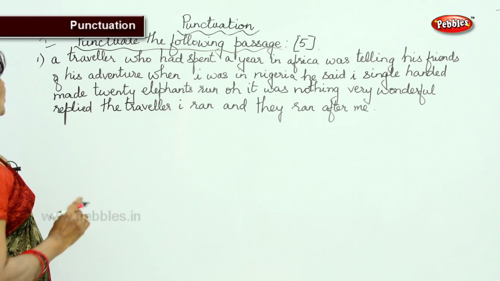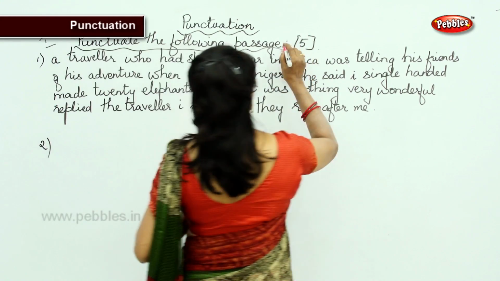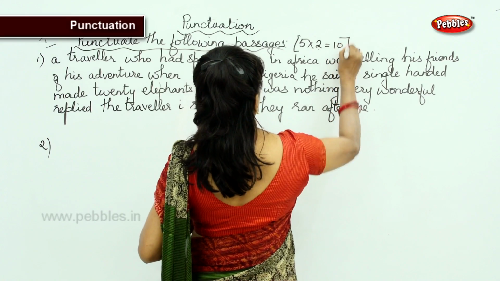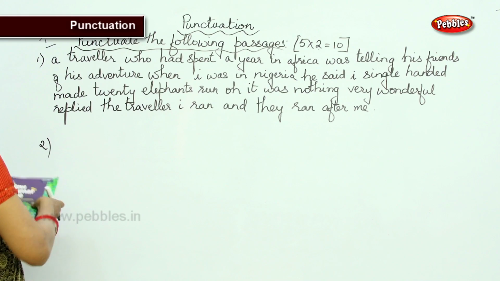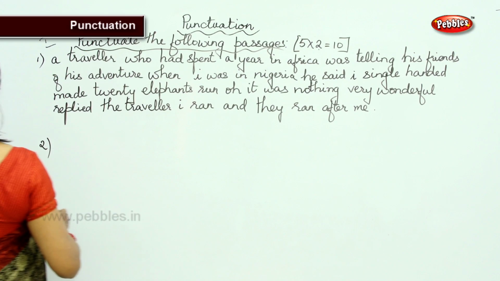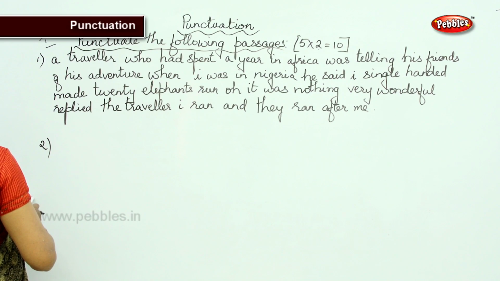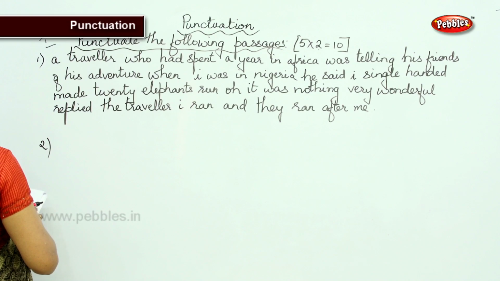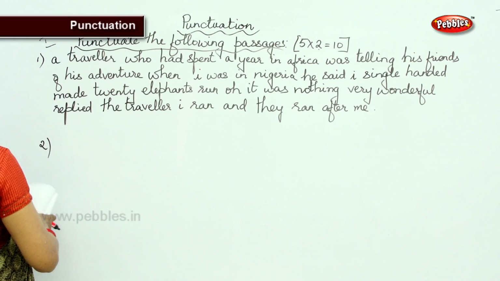Okay, take down this passage. We'll work it out later. Okay, second passage. This again is 5 marks. Are you copying down? Okay, next one.